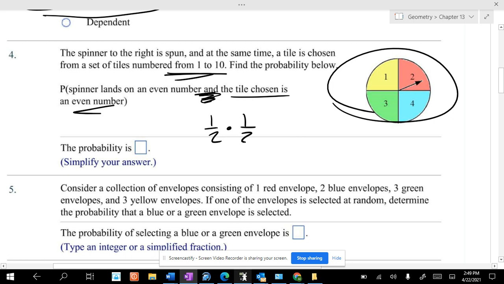1 out of 2, 50%. What's 1 out of 2 times 1 out of 2? 1 out of 4. Probability is 1 out of 4 that you'll hit an even number of both.